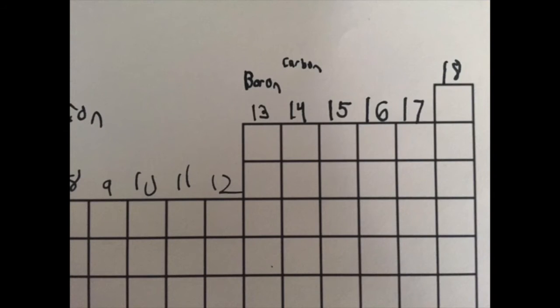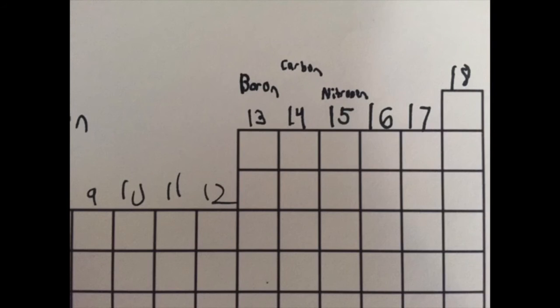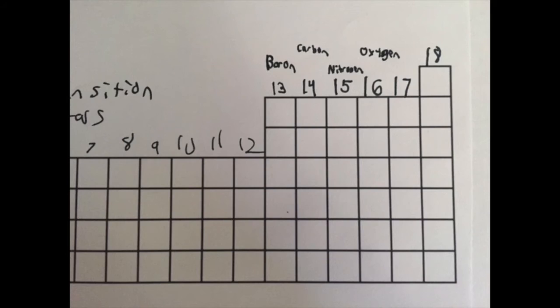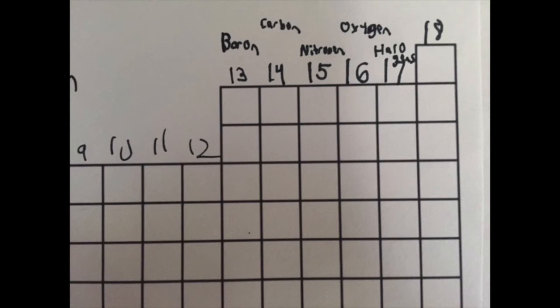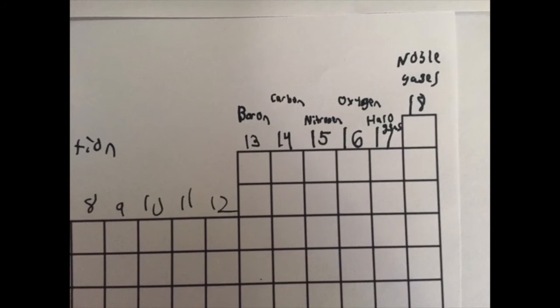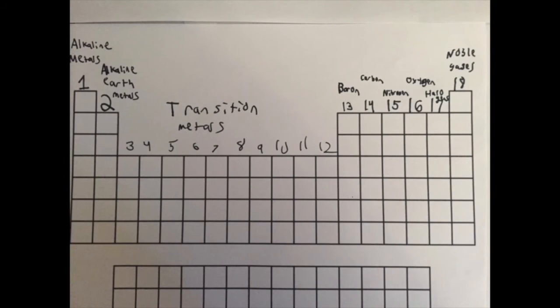Column 14 is the carbon family. Column 15, nitrogen. Column 16, the oxygen family. Column 17, the halogens. And finally, column 18, the noble gases, the most valence. Now I said that column 18 had the most valence. Valence is the outermost electron on each atom.